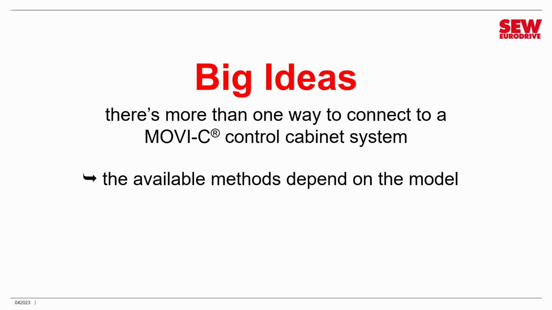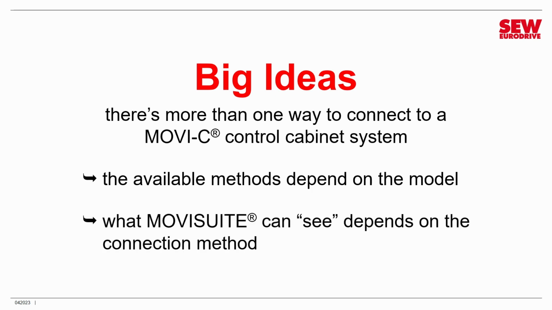So it depends on the model you're communicating with, number one, and number two, what MOVI Suite, the software, can actually see depends how you connect. Sometimes you could see the whole system, sometimes only a piece of it. So let's go through the 3 branches. We'll talk about it, and that'll wrap things up for this module. MOVI Drive technology, that's what we're using in this class.